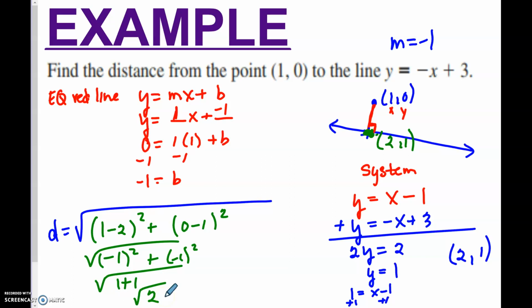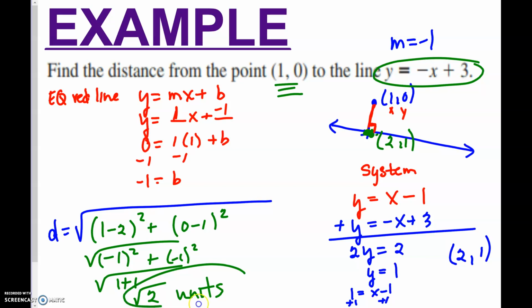So the distance from this point, (1, 0), to this line right here, that distance is going to be the square root of 2 units long. Okay, so the final answer that we're looking at here is the square root of 2. So this is a huge algebra lesson here. So what did we have to do first? We had to write the equation of that red line that I drew in here. Then once we had the equation of that red line, we had to use the system of equations to solve and find an ordered pair. And then we had to use the distance formula.